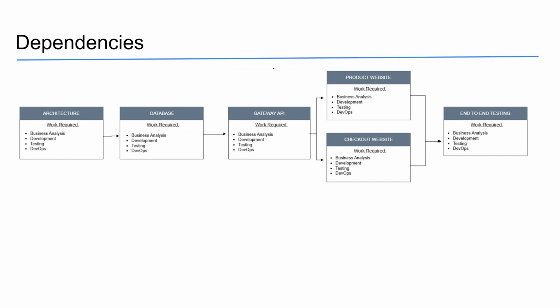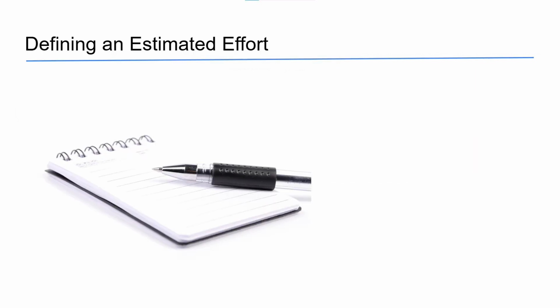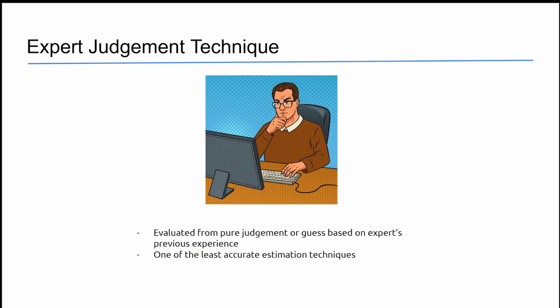The next step is a key step: defining an estimated effort for each activity on the list, a particular number that would clarify the value in man-days or story points. Multiple techniques can be used to define level of effort. Let's review some of them. Technique number 1: use expert judgment.